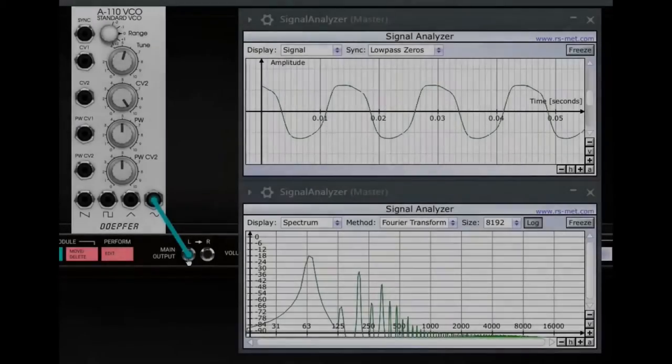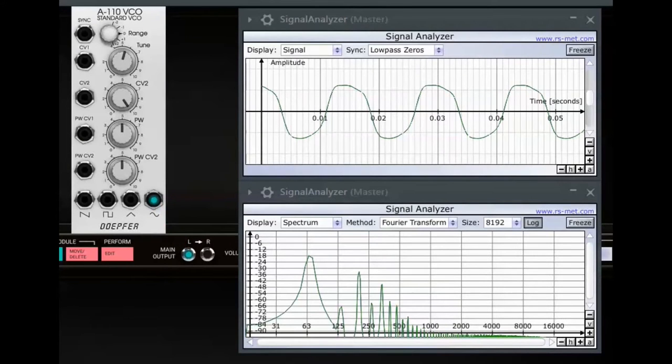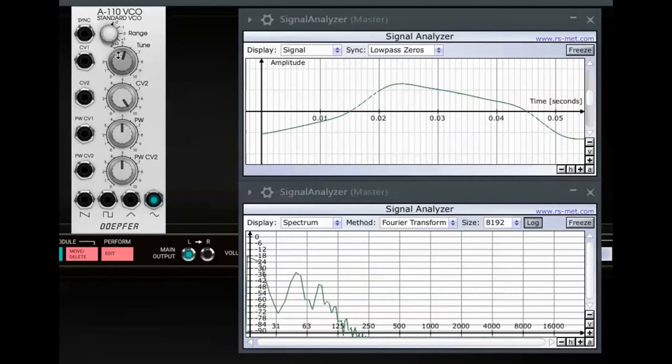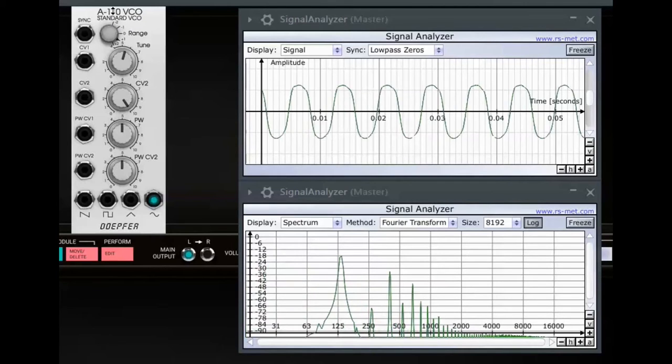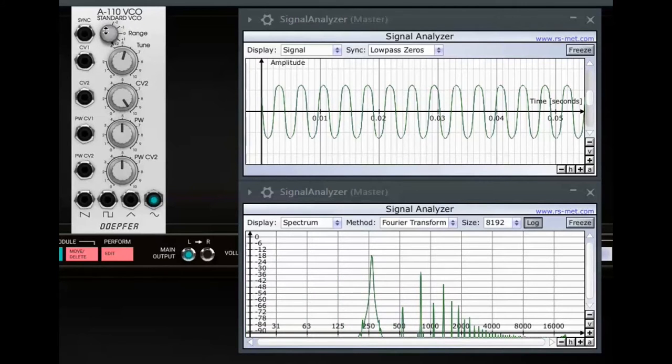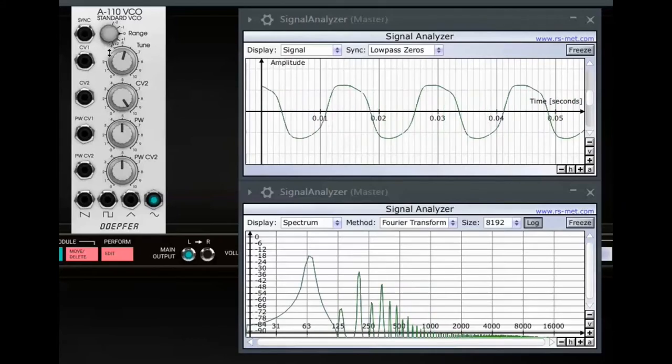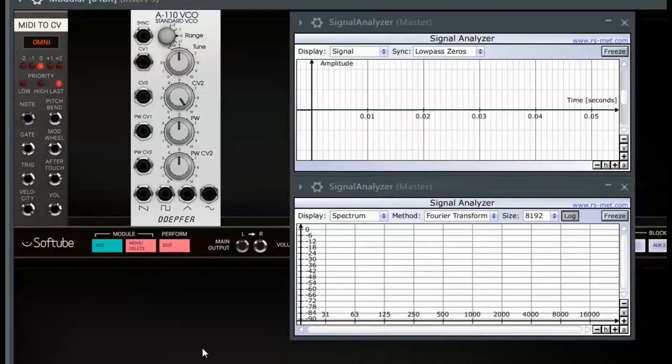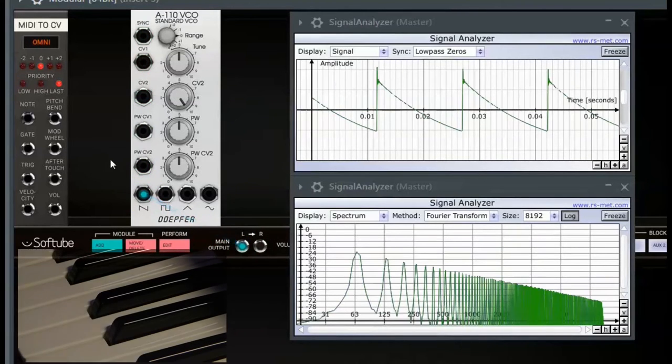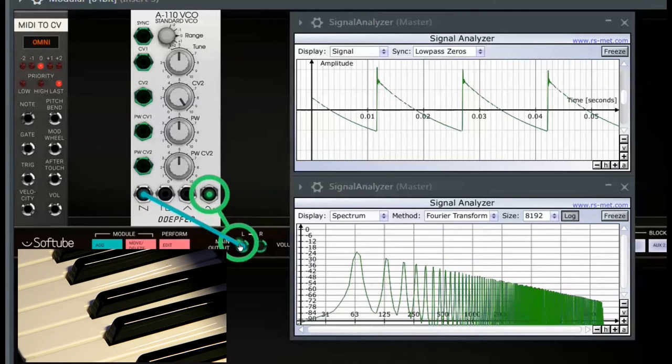Well, what functions does the oscillator module offer? I'll begin with the frequency and tuning. The pitch of the sound we hear when we operate the A110 without any input depends on the range and the tune adjustments. Range transposes the pitch up to 2 octaves down or up to 2 octaves up. Tune covers a pitch range of 2 semitones down to 2 semitones up, measured from the knob's middle position at 5.